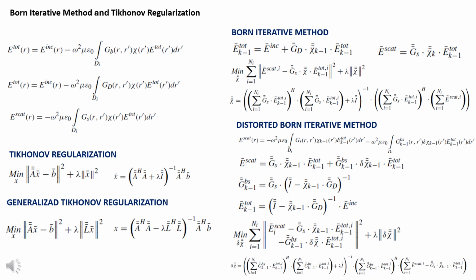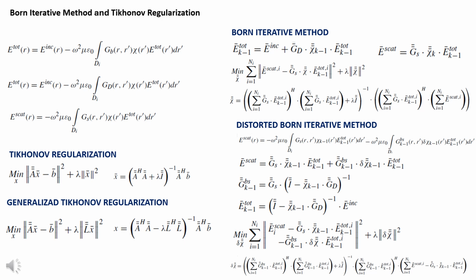We then have a second expression for the total field, which differs slightly by using a domain-specific Green's function, G_D(r, r'), tailored for the particular medium of interest. Finally, we introduce the scattered field equation. This equation relates the scattered field to the total field and the Green's function G_S(r, r'), which represents how the wave interacts with the scatterer.